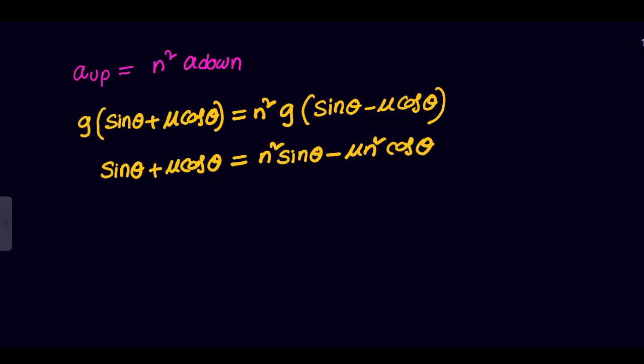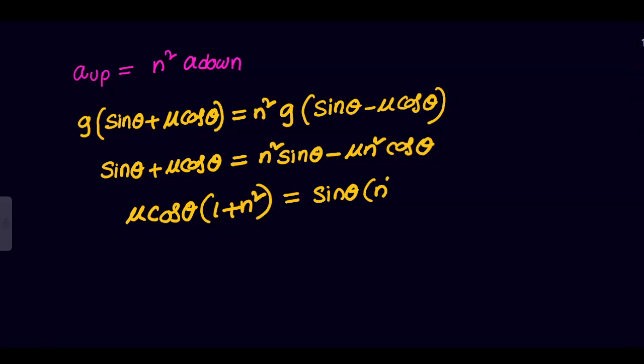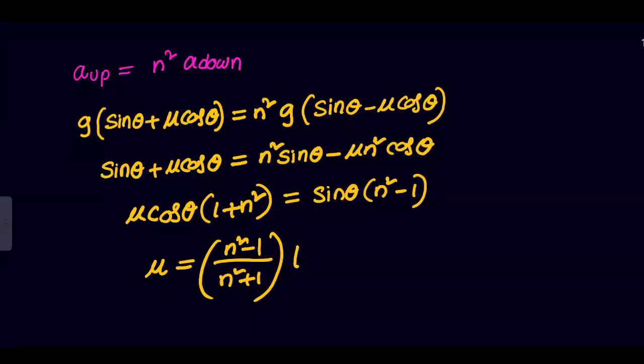Now bring all the sine terms to one side and cos to the other side. Taking the cos to this side, mu cos theta is taken common. So we get mu cos theta into 1 plus n square equals sin theta common, n square minus 1. Then mu is equal to n square minus 1 by n square plus 1 into tan theta.